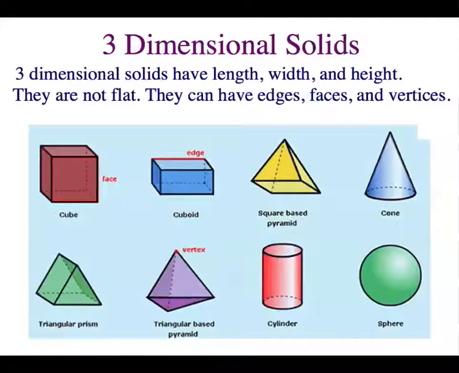Now the two-dimensional shapes, we looked at their sides. We looked to see if they were straight and closed. And each one of the sides has a length. So each shape would have a length and a width. But that's all they have.